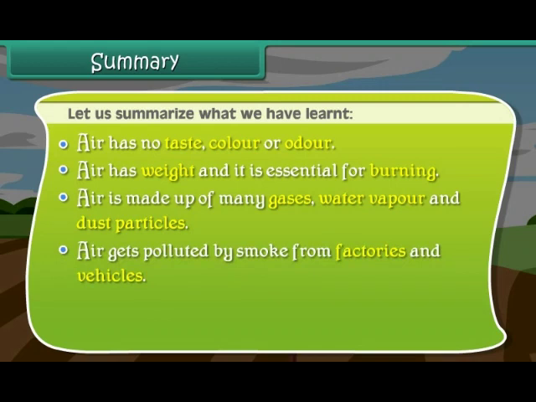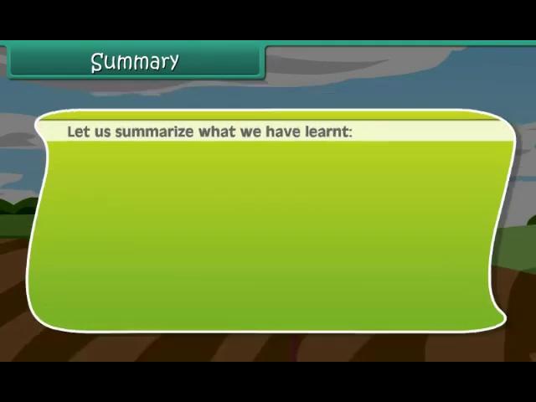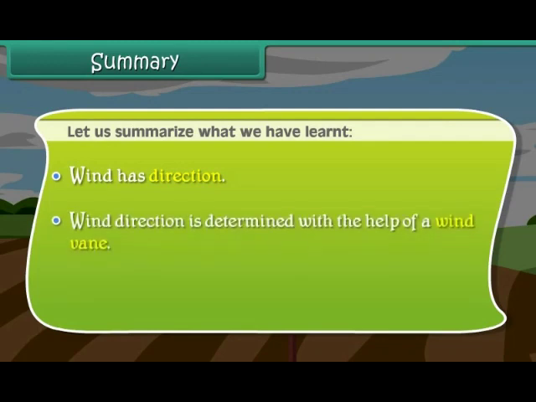Air gets polluted by smoke from factories and vehicles. Breathing polluted air causes respiratory diseases. Moving air is known as wind. Wind has direction. Wind direction is determined with the help of a wind vane.